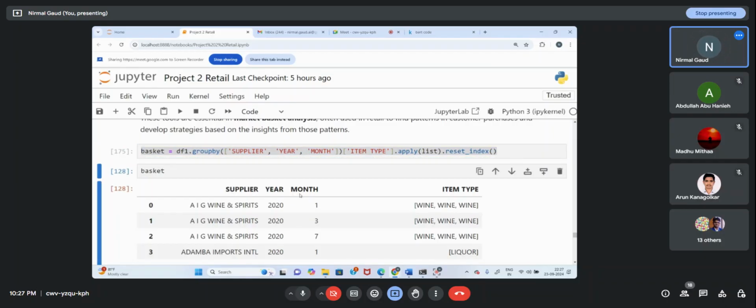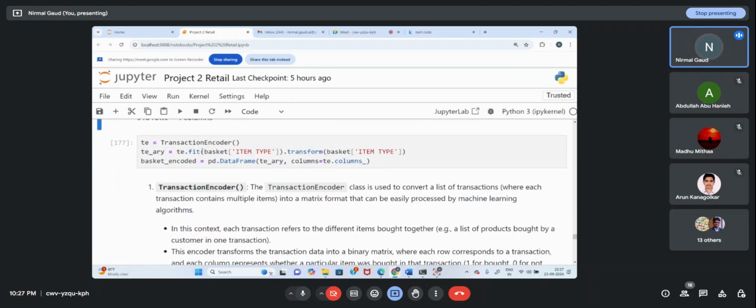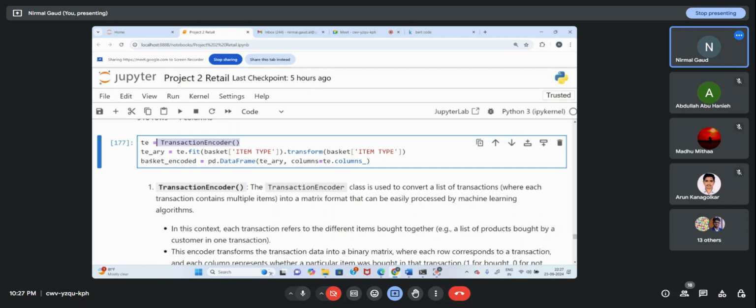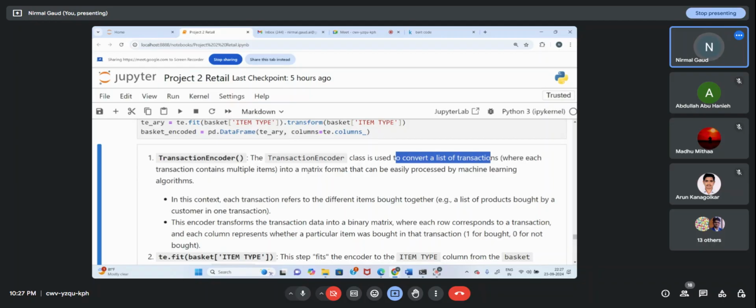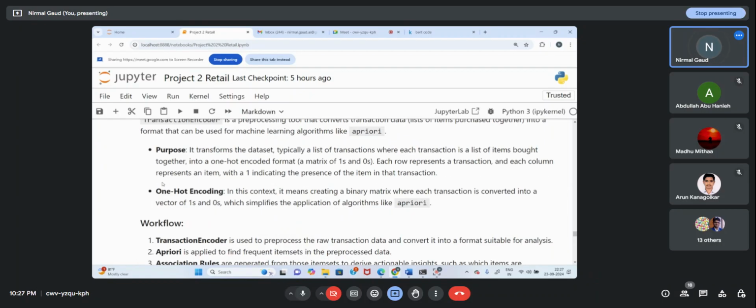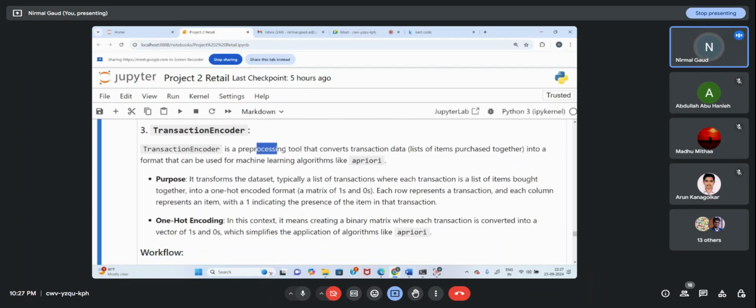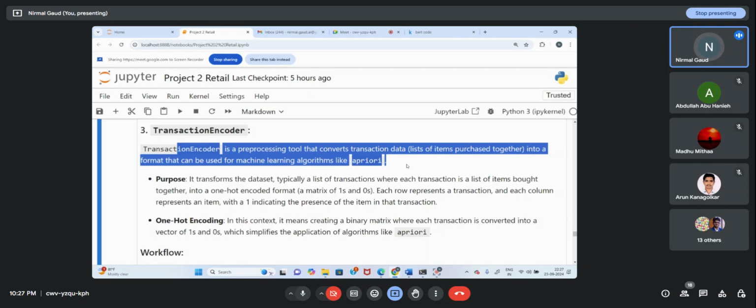Okay, fine. And then I applied the transaction encoder. Why was the transaction encoder applied? Again, the same thing: to convert the list of transactions into a matrix format that can be easily processed by the machine learning algorithm. The transaction encoder is a pre-processing technique to convert data into a format which can be processed by a machine learning algorithm. That means again a numerical format. A machine learning algorithm is a mathematical model. It is a statistical model. So there are equations present in it. Unless and until you convert the data into numerical, how can my machine learning model process it?